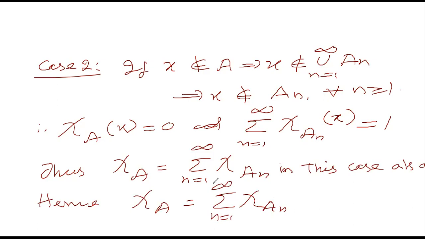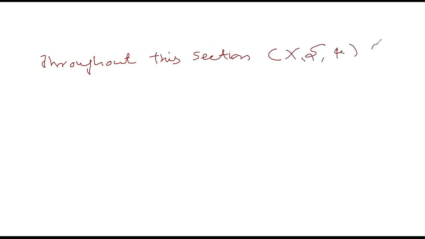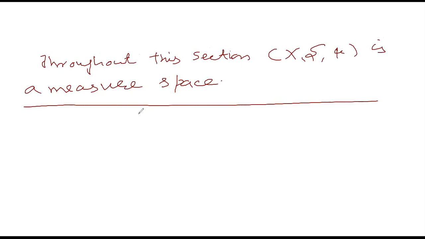Next, we will define the simple function, then we define the step function. Simple function. So throughout this section, (X, M, mu) is a measure space. It's a measure space throughout this section, and the functions are from X to R in this section. They are all real valued functions on the measure space X.